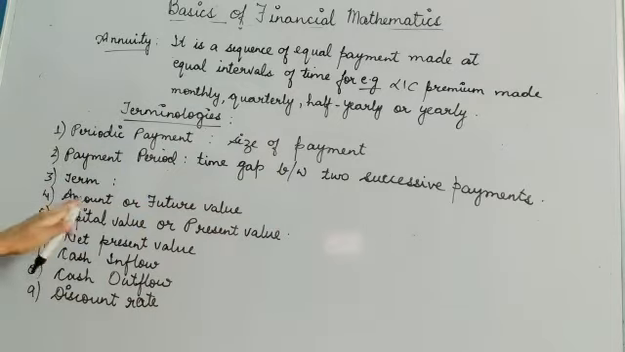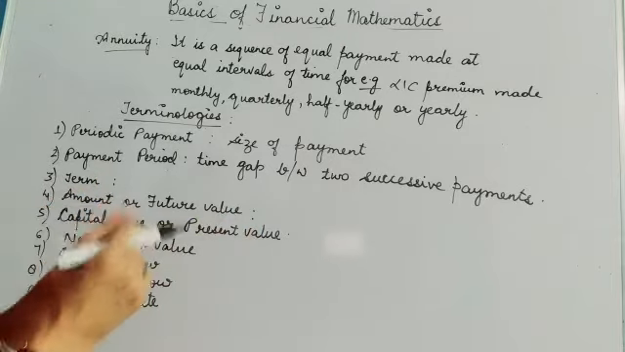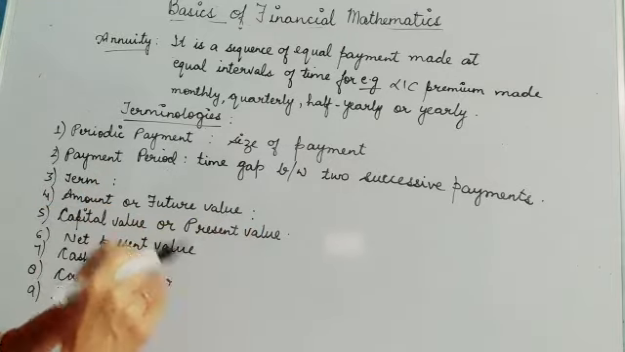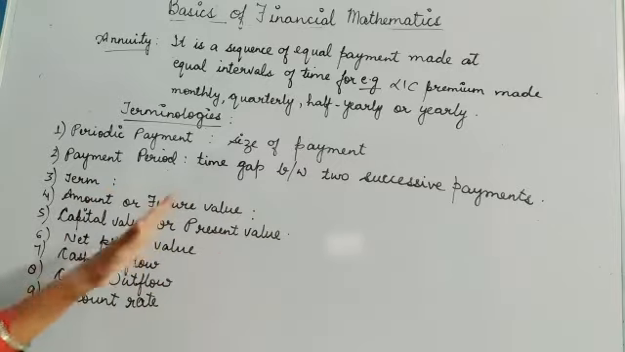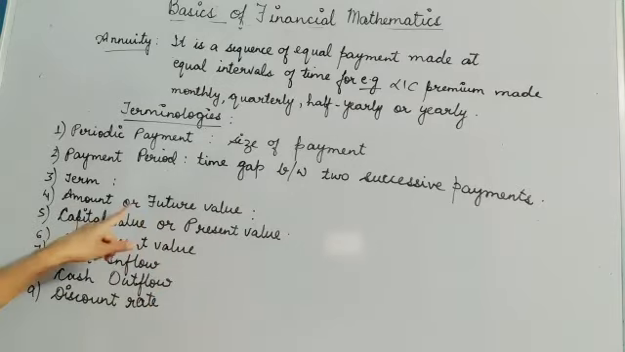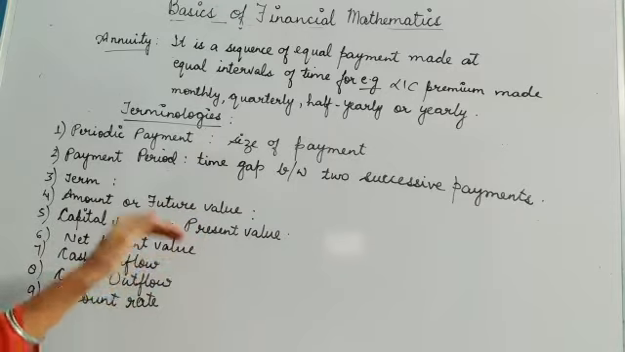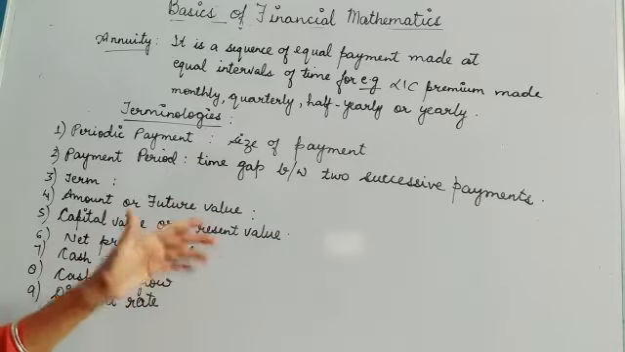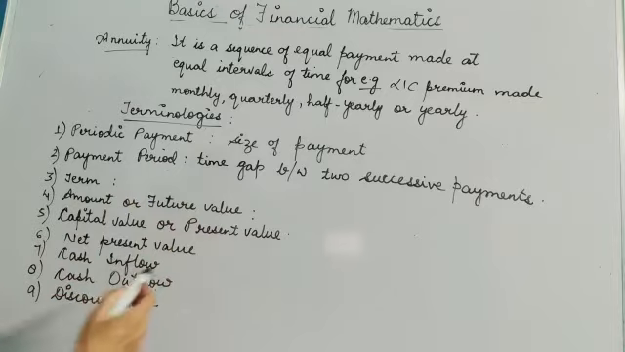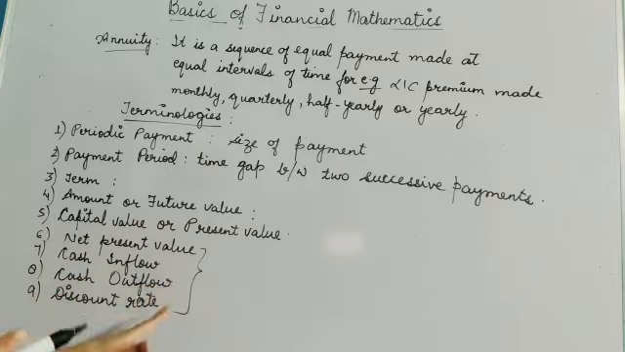Next is your amount or future value. This is the investment which you are making today, and after a certain period of time you will be receiving some additional or extra value. So that is your future value. Capital value or present value: the amount which you are spending today is your present value. Now net present value, cash inflow, cash outflow, discount rate, these terms are generally used in business.